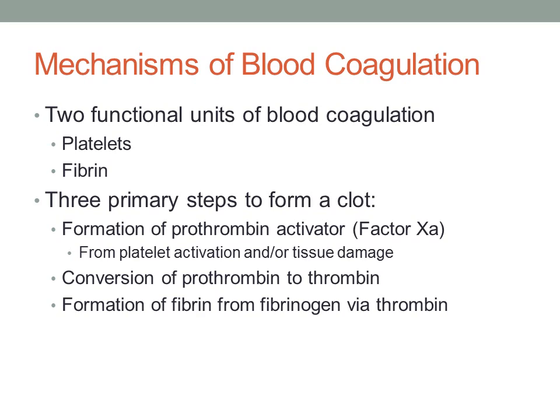three primary essential steps. We need to form prothrombin activator, or factor Xa, and platelet activation and/or tissue damage will initiate this process of forming factor Xa, which we'll review in the next couple slides. We also need prothrombin activator, or factor Xa, because it converts prothrombin to thrombin. And then thrombin is important because it transforms fibrinogen to fibrin, which is the essential ingredient needed to reinforce the clot for long-term effectiveness.